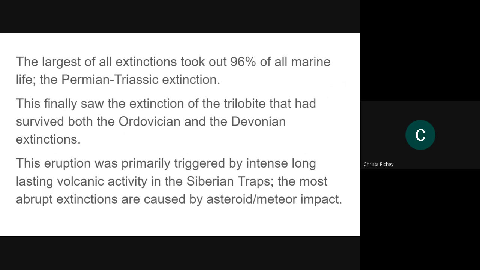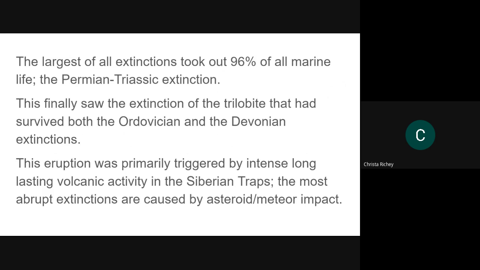There are two major causes of abrupt extinction. What are they? Most extinctions have some type of volcanic activity, but that takes a long time. It can cause nuclear winter, it can cause acid rain, it can cause ocean anoxia, but it's not instant. It takes time. The sudden extinctions are caused by some type of extraterrestrial impact.